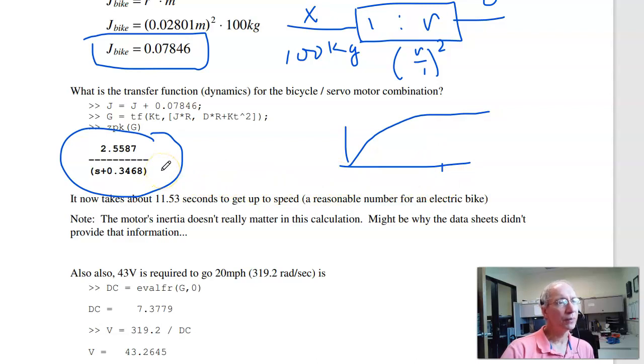And the voltage I need. The DC gain is 7.3, so 1 volt in gives you 7 radians per second. To have it go 319 radians per second, I need 43 volts. So that's homework set number 6 for 461.